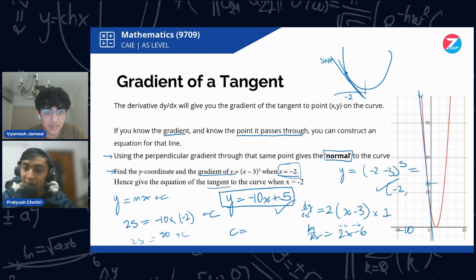Okay, so if I were to find the normal to this point, I just find the perpendicular here. And as we know, m1 times m2, when they're perpendicular, is minus 1. So it would be minus 1 over minus 10, so that would be 1/10. So if my gradient was 1/10 and it passed through the same point, that would be the normal to that curve at that point. Make sense? Okay.